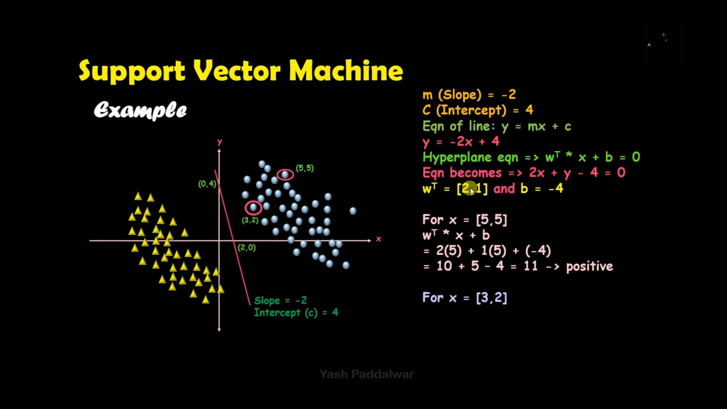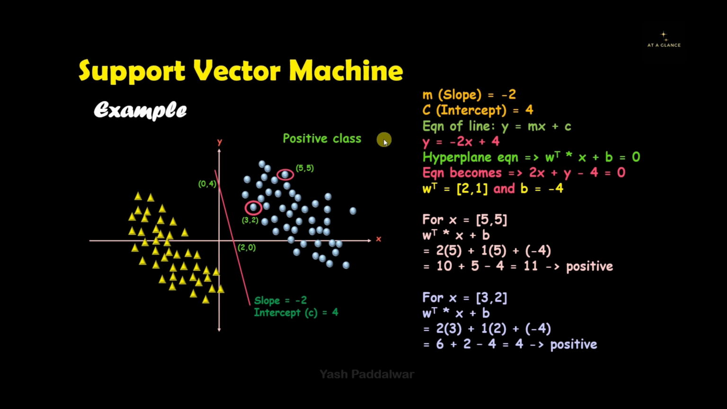So again you have to define the same expression W transpose multiplied by X plus B. Here W transpose is 2, 1 and X is 3, 2. You have to multiply each term by considering its index. So first term 2 and 3 will be multiplied, plus 1 and 2 will be multiplied, plus the bias term is minus 4, and after computation we get the answer as 4, which is again positive. Similarly, if we take any other data point from this particular class of circles, it is going to always give the positive answer when all the values are plugged in the expression of hyperplane.